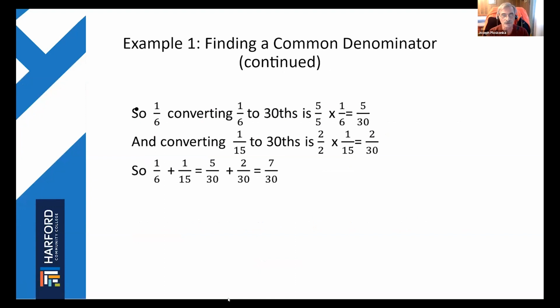Okay, so once you have that, then it's straightforward. You've got the common denominator, and you just convert 1/6 to 30ths and 1/15 to 30ths. When you add 1/6 and 1/15, you get 5/30ths and 2/30ths, which gives you 7/30ths. Okay, next slide.